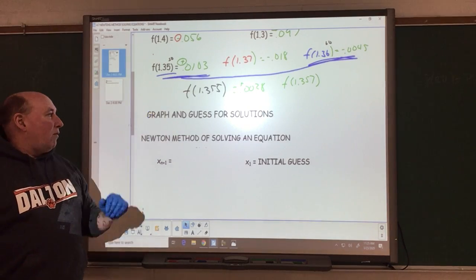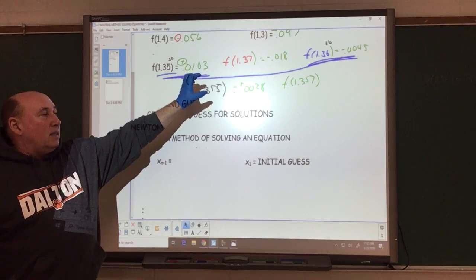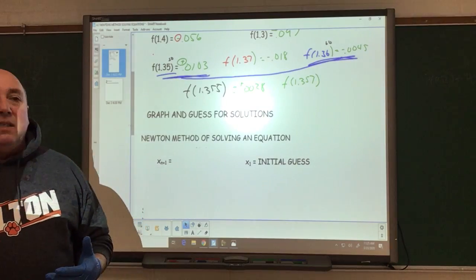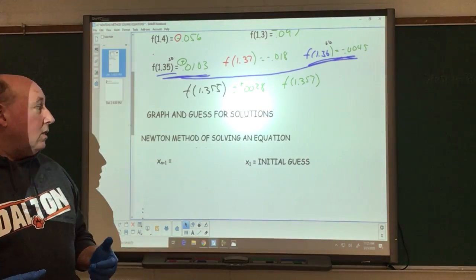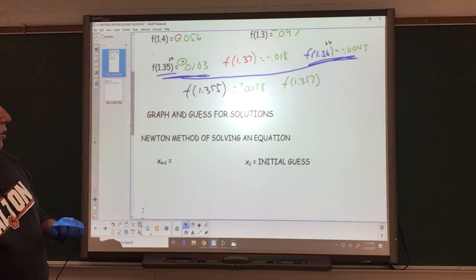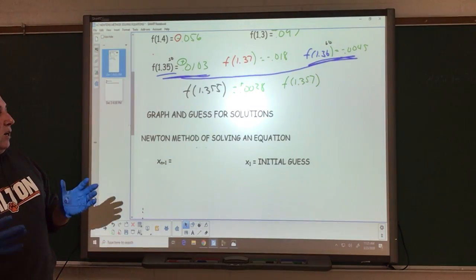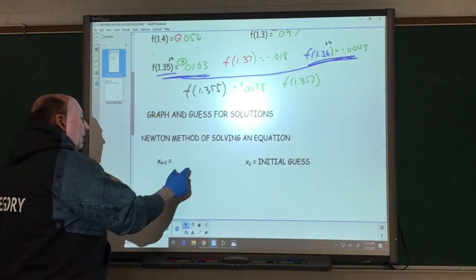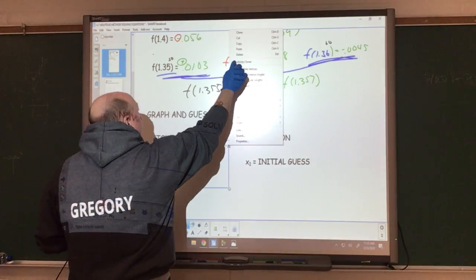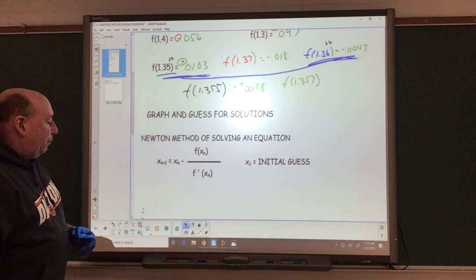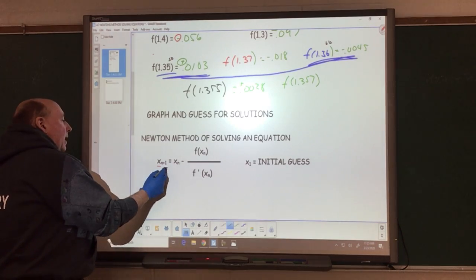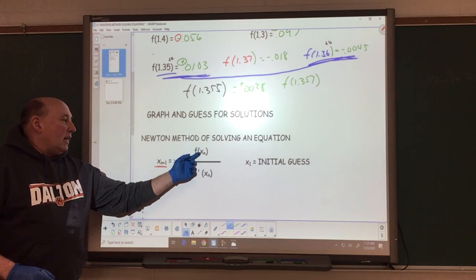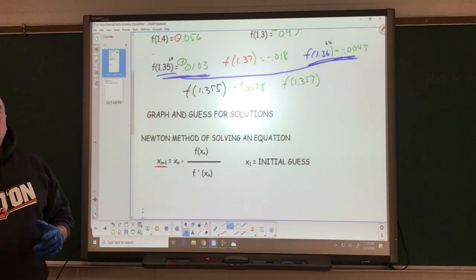And this is a guess and check for solutions. Okay? We guessed and we checked, and we continue to guess and we continue to check for solutions. That's a painstaking and very time-consuming process. So let's take a look at what Sir Isaac Newton said and how we could solve this equation. He told us, and he derived this, x_{n+1} is equal to x_n minus the function value at x_n, divided by our derivative at x_n.